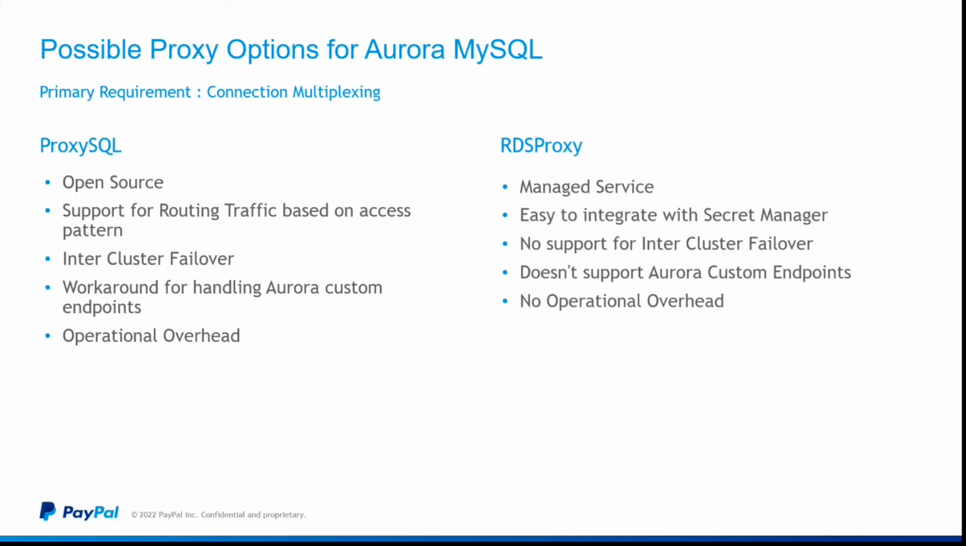RDS Proxy doesn't have any support for inter-cluster failover, and even being an AWS managed service, it doesn't support custom endpoints of Aurora for separating traffic based on your workload. The advantage with RDS Proxy is that the majority of the operational work is taken care of by AWS as a managed service. They take care of patching, replacing a node, adding a new node, and whatever else is required.